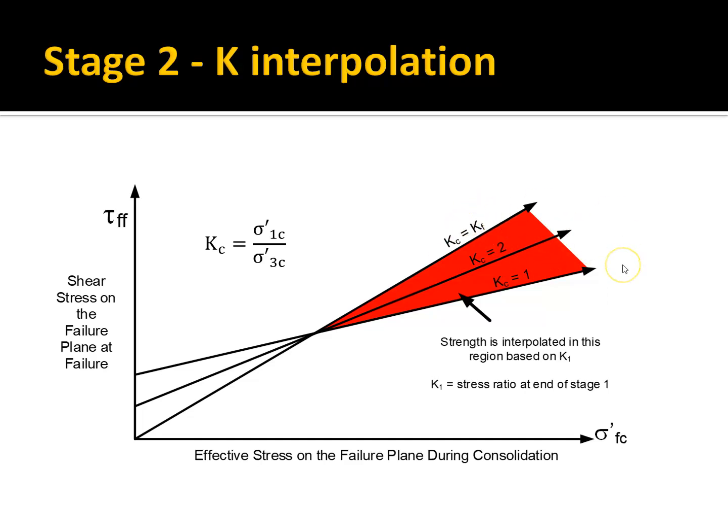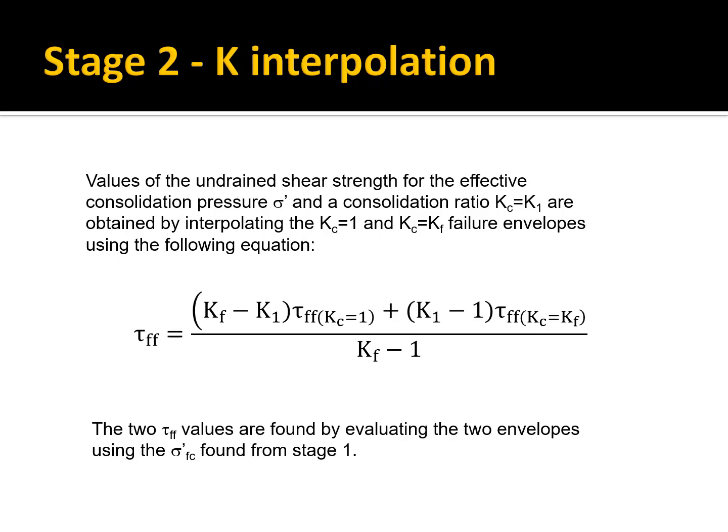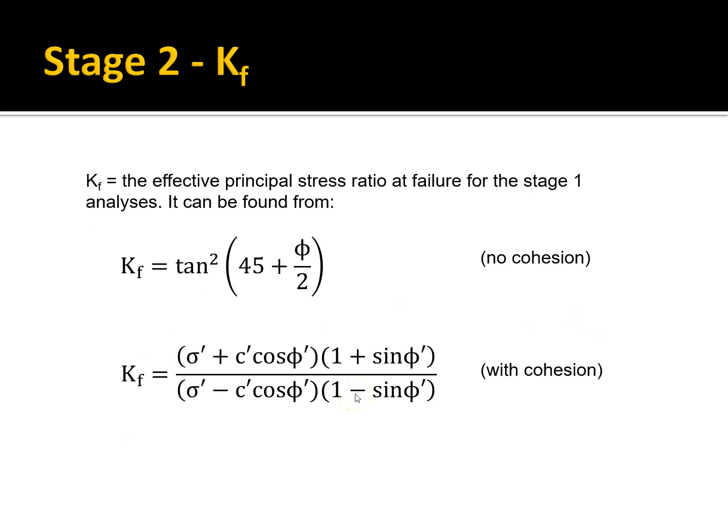But how do we get Kf? It turns out if you have no cohesion, it's just tan squared (45 plus phi over 2). But if we have cohesion, we use this bottom term. And so now we have a way to get K1, we can get Kf, and so now we use this equation to interpolate those curves. And so Kf minus K1 times tau_ff at Kc equals 1. That's the bottom curve. K1 minus 1 times tau_ff at Kc equals Kf. And then we plug in K1 and Kf, which we found on the previous slide.